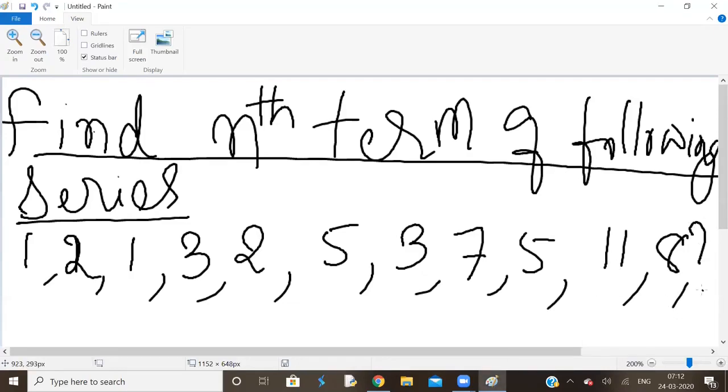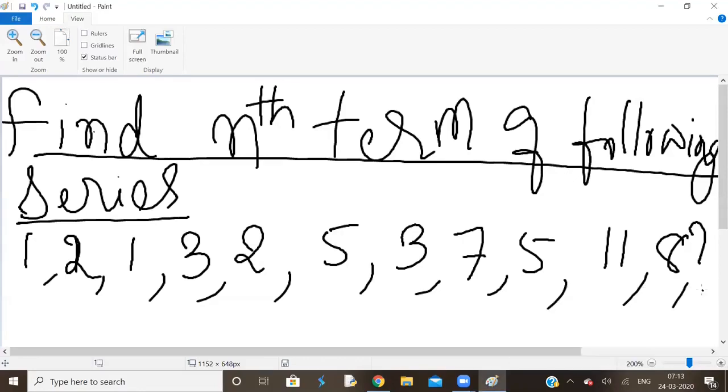If you closely observe it, you can find that the first term is a Fibonacci term, the second term is a prime term. So the series has alternately Fibonacci and prime terms. The terms at even positions are prime, the terms at odd positions are Fibonacci. For the nth term, if n is odd, it is a Fibonacci term, if n is even, it is a prime term.